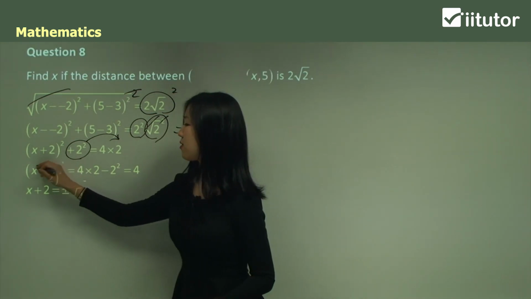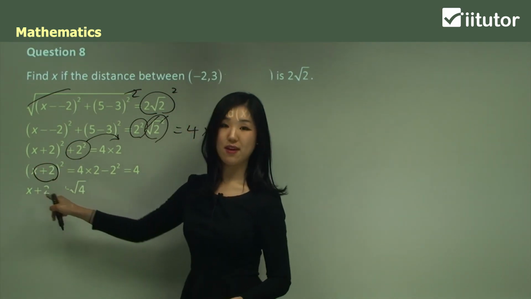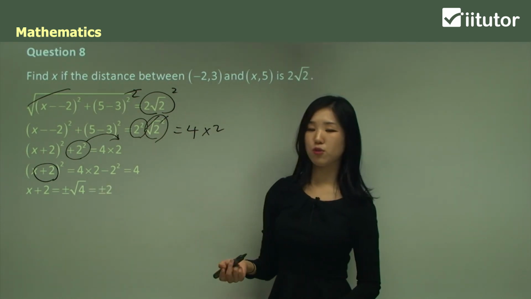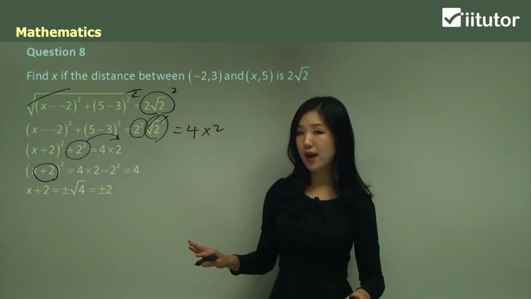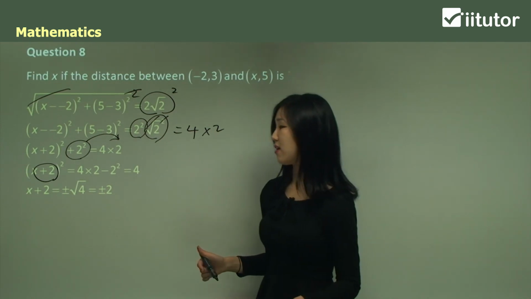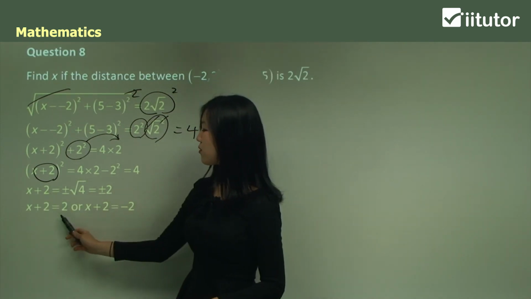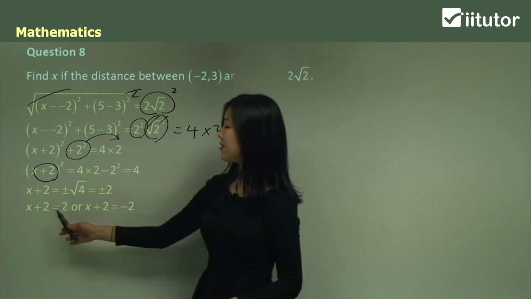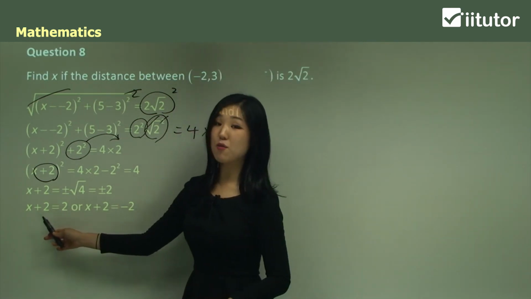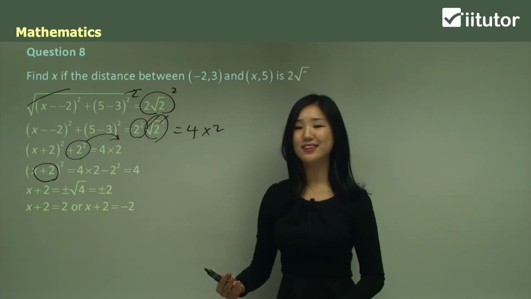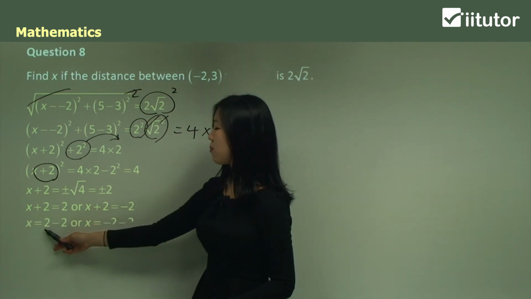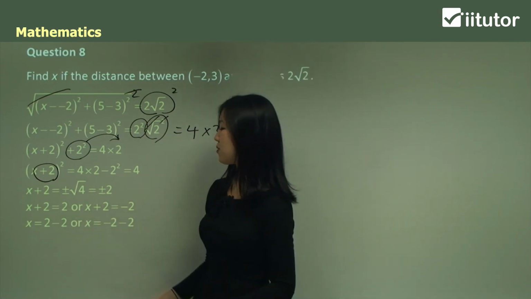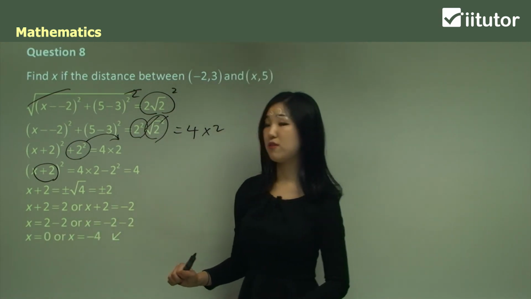So only that part left inside the left-hand side. So now, plus or minus root 4. Root 4 is just 2, so we have plus or minus 2. Separate out those two equations, separately. So I have x plus 2 is positive 2, or x plus 2 is negative 2. Now, because this is a positive 2, I need to get rid of it by subtracting 2. So I'm going to subtract 2 from positive 2 and subtract 2 from negative 2. 2 minus 2 is 0, and negative 2 minus 2 is negative 4.